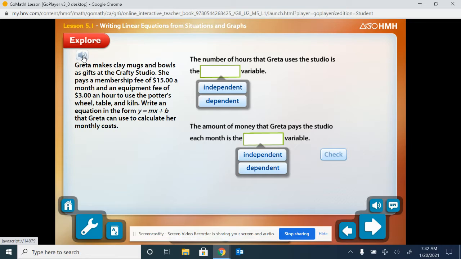Let's write an equation that can be used to solve this problem. Begin by identifying the independent variable and the dependent variable.